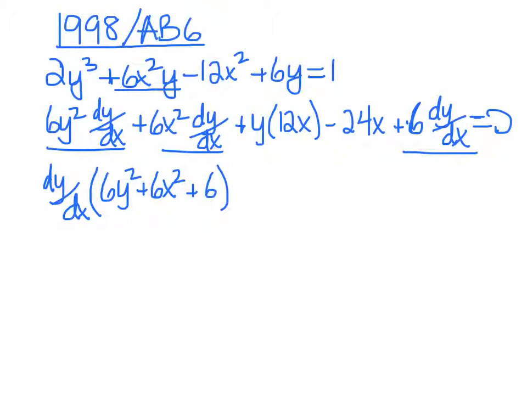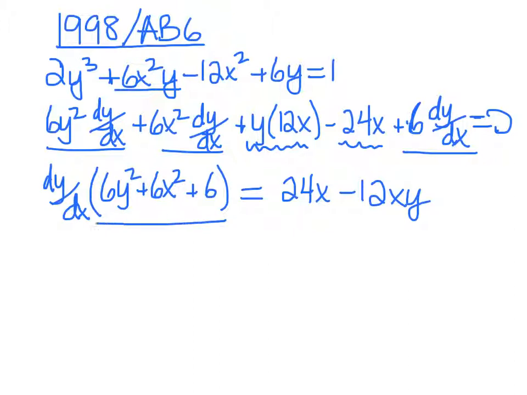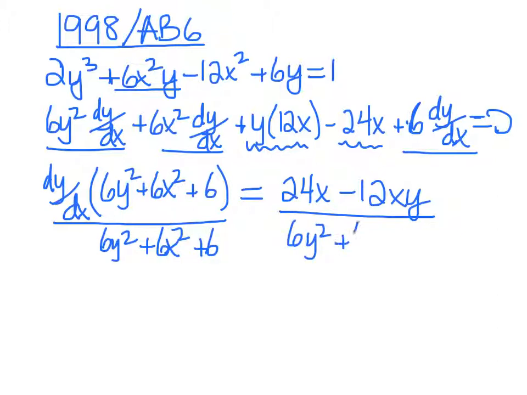And then on the other side, we're going to move this, and we're going to move that. So that would become a positive 24x, and then minus a 12xy. Okay, we're trying to get dy/dx by itself, so we are going to divide by what's being multiplied by the dy/dx. And we're going to get 6y squared plus 6x squared plus 6 as the denominator.